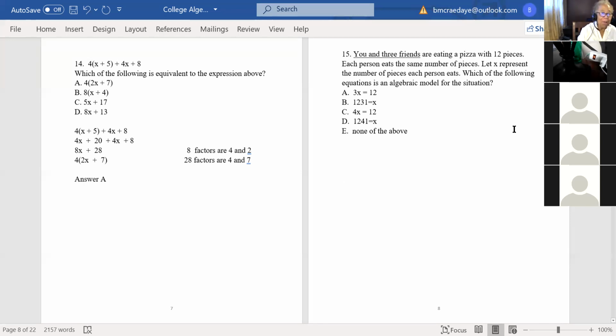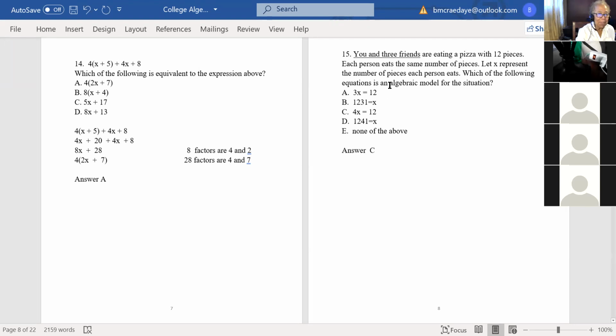Very good. Because 4 people are sharing 12 slices. And slice means pieces of pizza. 12 divided by 4. The only equation here where it's 12 divided by 4 is C. Everybody understand that one, right? Audrey, you had that one? Okay.